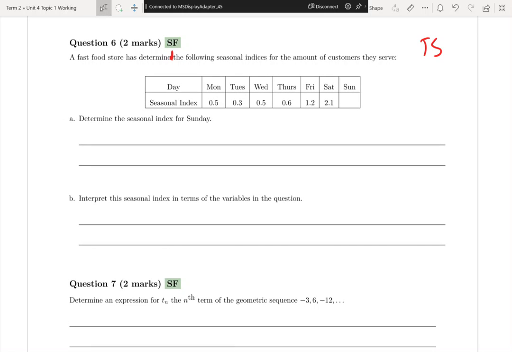Determine the seasonal index for Sunday. All of those numbers have to add up to 7, because there's 7 values. So you just have to figure out what's left over from 7 for that one. But we'll go through them later.